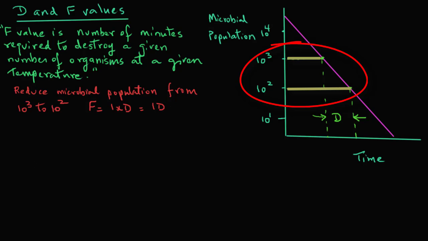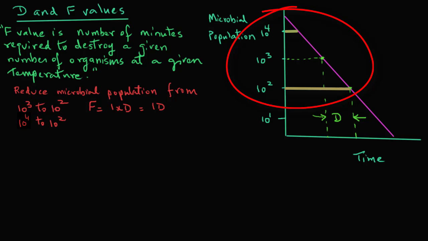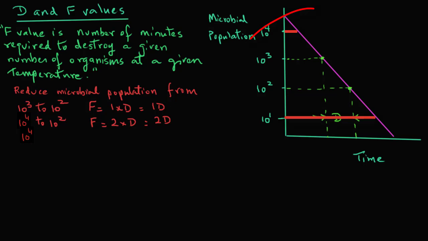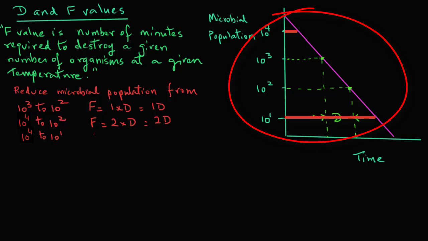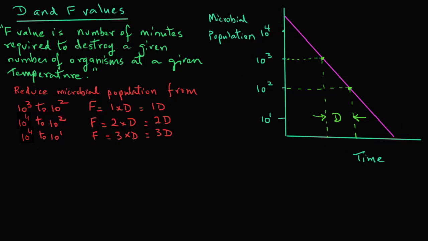We are just reducing the microbial population by one log cycle. On the other hand, if we wanted to reduce the microbial population from 10 raised to power 4 to 10 raised to power 2, then we have an F value of 2 log cycles, so it'll be 2 times D, or a 2D process. Similarly, starting from 10 raised to power 4, if you want to reduce the microbial population to 10 raised to power 1, the line will have to go through 3 log cycles. So we will have F equals 3 times D. So it will be a 3D process. In other words, F is nothing but some multiple factor of D.